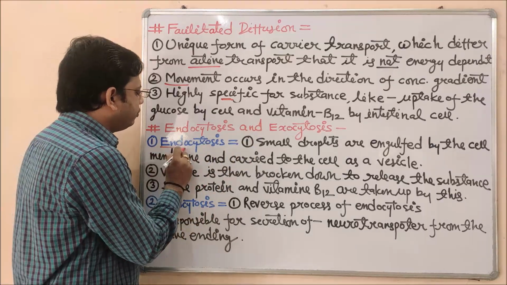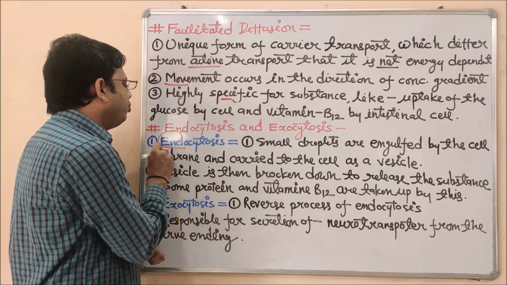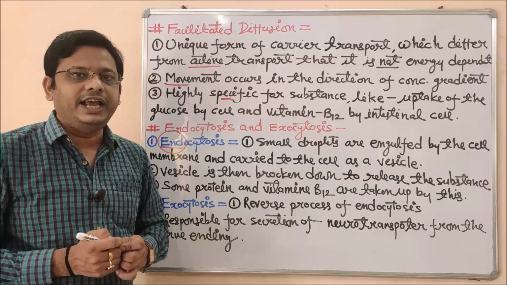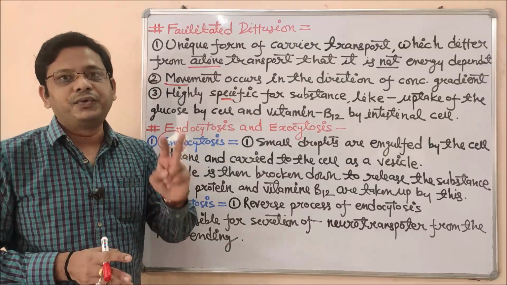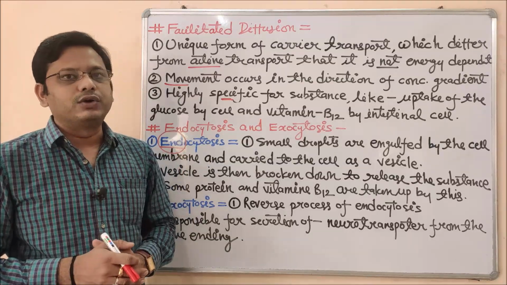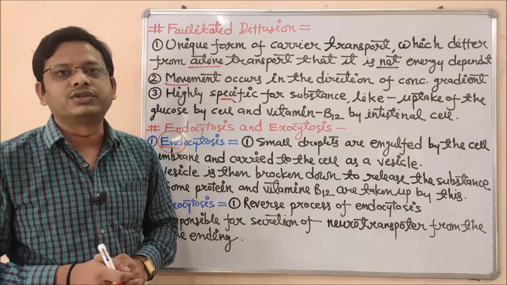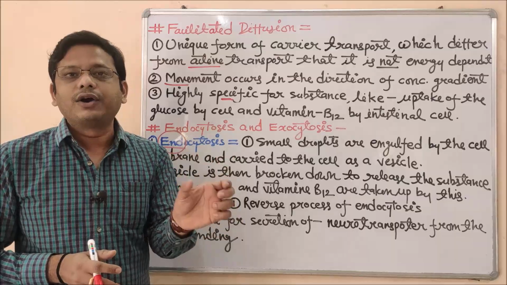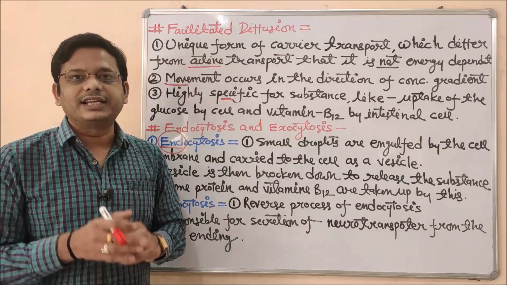Let me first explain endocytosis. Endo means inside, and cytosis is a process of the cell engulfing an agent. Endocytosis can be of two subtypes. The first one is phagocytosis and the other one is pinocytosis. In the case of phagocytosis, the first word, phago, means to eat, as in phagia.